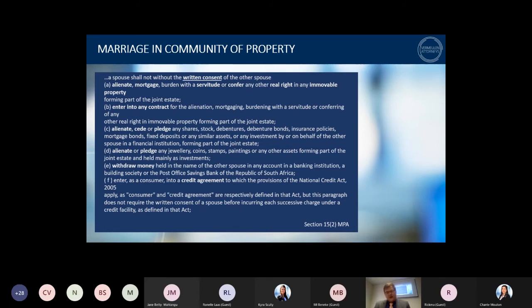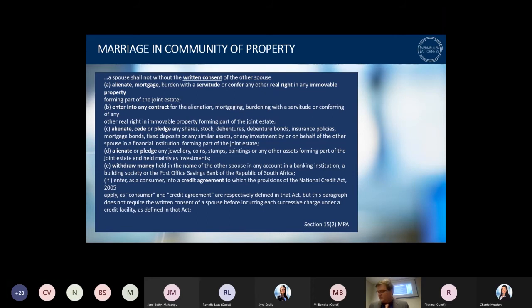Now, it distinguishes between transactions which you can do with written consent only, and there is a transaction or two that you can do with verbal consent. Section 15.2, ladies and gentlemen, deals with written consent. These transactions you cannot do without consent in writing from your spouse in community of property. Section 15.3 deals with transactions where oral consent or verbal consent is sufficient. So let's look at the wording of section 15.2. It's a bit of a mouthful. I'm going to read it very, very quickly, and then we'll go into the explanatory slides behind it.